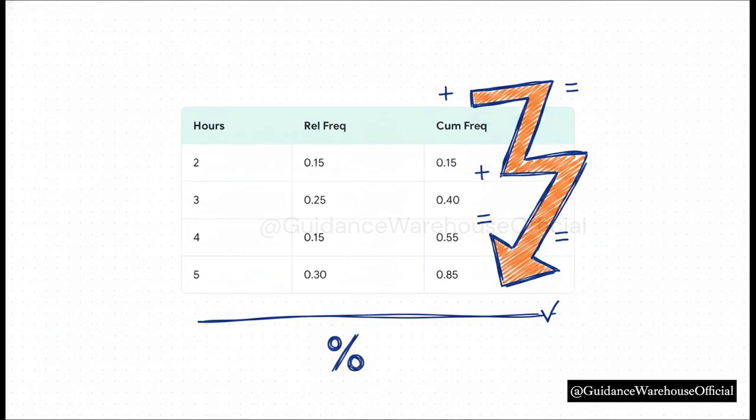We just keep zigzagging down like that. 0.40 plus 0.15 is 0.55. What this instantly tells us is that 55% of all the students surveyed work 4 hours or less per day. It's a highly useful trick to instantly read thresholds in your data.